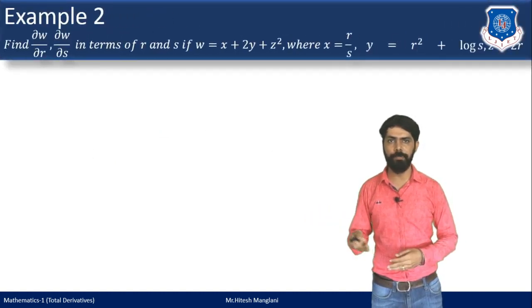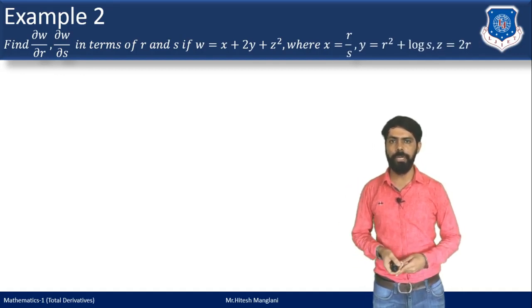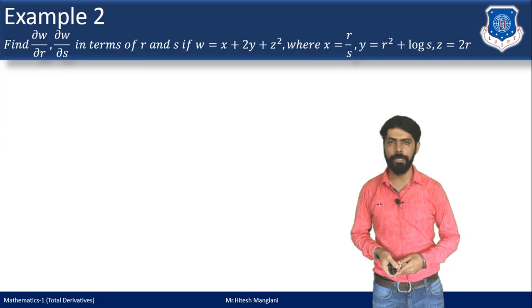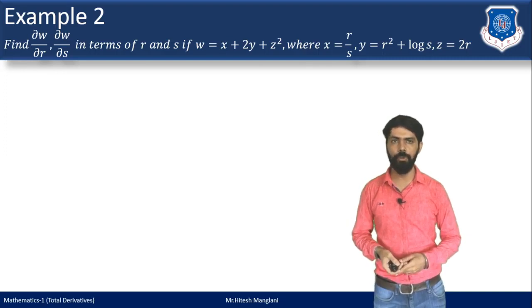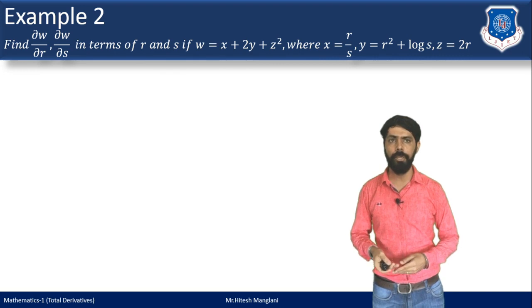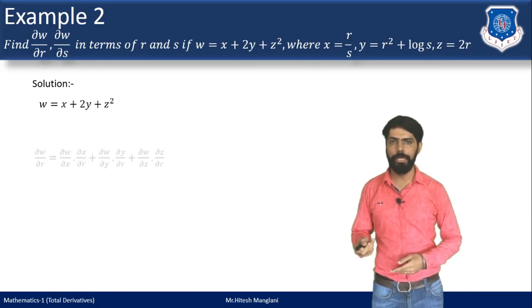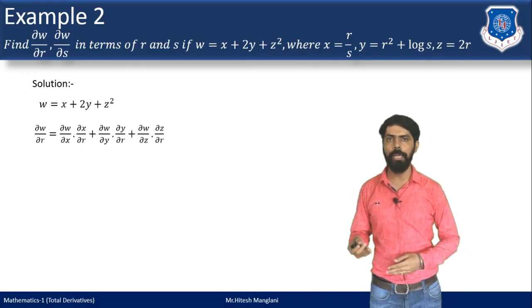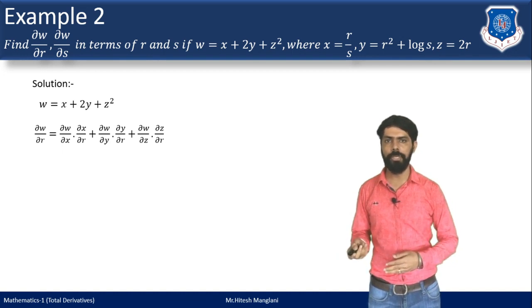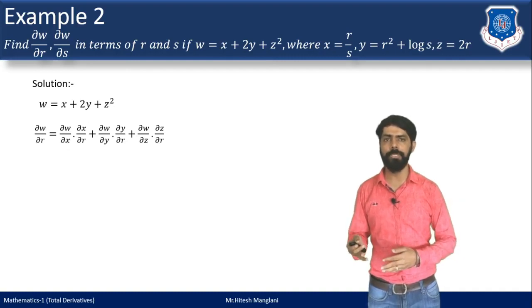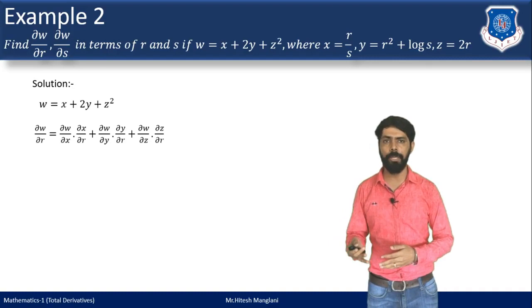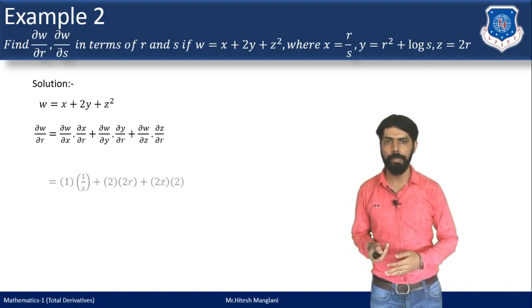Now let us discuss examples related to this. Find del w by del r and del w by del s in terms of r and s if w is equal to x plus 2y plus z square, where x is equal to r divided by s, y is equal to r square plus log s, and z is equal to 2r. So here w is x plus 2y plus z square. So we have to find out del w by del r. As we have discussed earlier, del w by del r can be written as del w by del x into del x by del r plus del w by del y into del y by del r plus del w by del z into del z by del r.